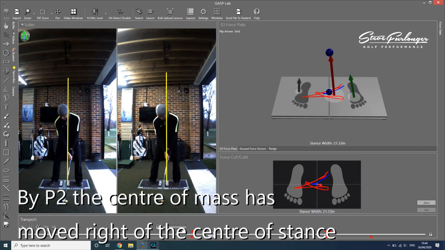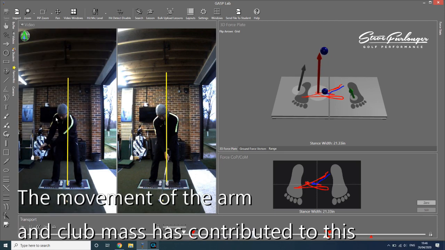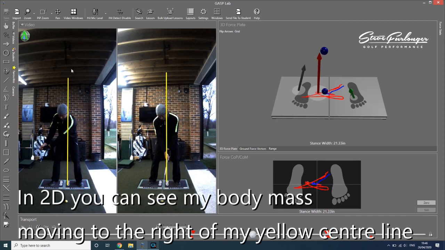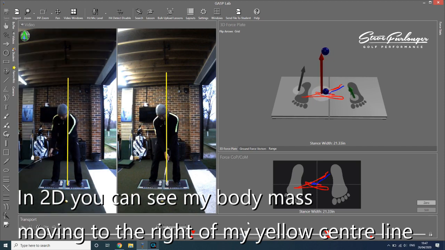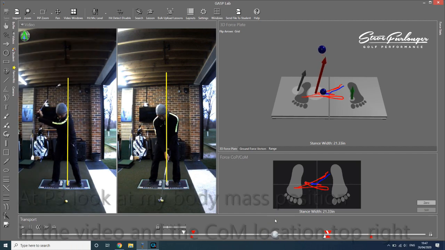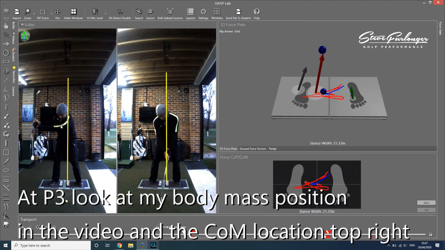So as we move the club into backswing, by P2, the arm and the club mass will move the center of mass to the right of its original location. So I've shown it here, this vertical line is the center of my pelvis at the start. We can see my body moving to the right as my arms and club move. And by the time I get to around P3 here, we can see that there's more of my body mass to the right of this vertical yellow line. That's shown on GASP's system here with the center of mass dots to the right of the center of the plate and right of their original location.